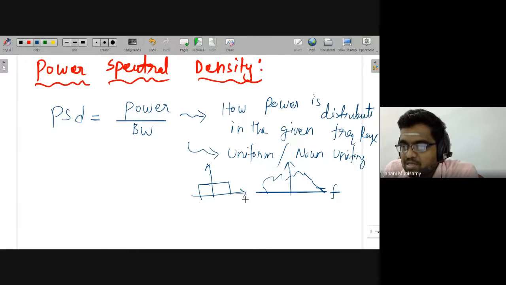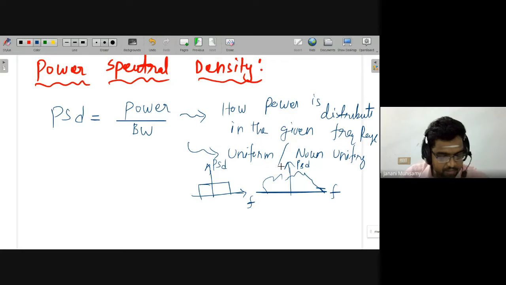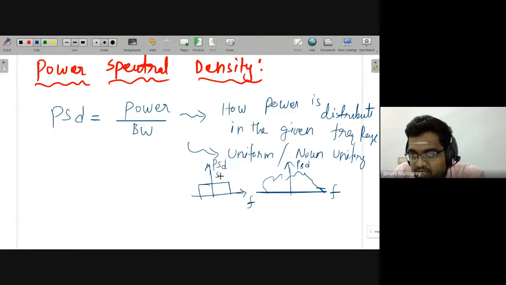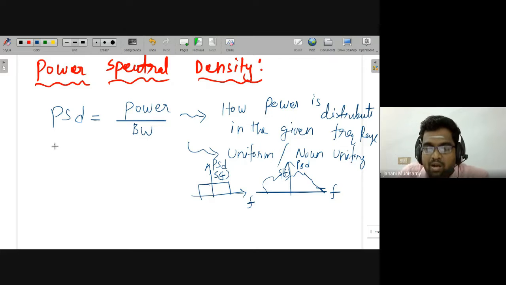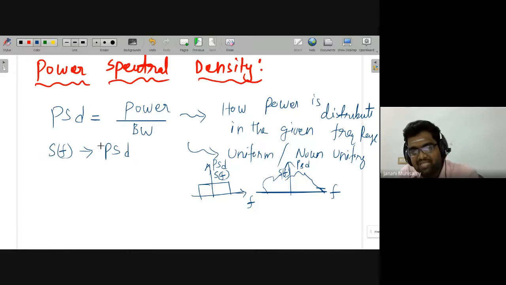See, this is the frequency axis. X-axis is the frequency. Then this is the PSD, power spectral density. This power spectral density may be uniform and it may be non-uniform also. The notation for power spectral density is S of f. So the y-axis is S of f. I'll write here, S of f denotes the power spectral density. Mathematical notation is S of f.